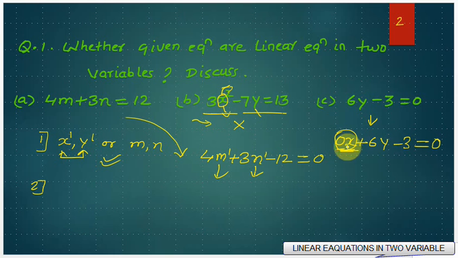Why? The x and y have power 1, and the second condition is that the two constants must not be 0 at the same time. See, a is 0 but b and c are not 0, meaning the first condition and the second condition are followed. So here a and c are linear equations in two variables and b is not.